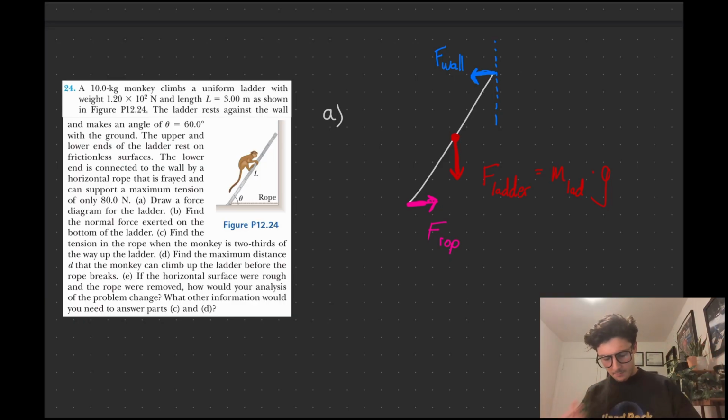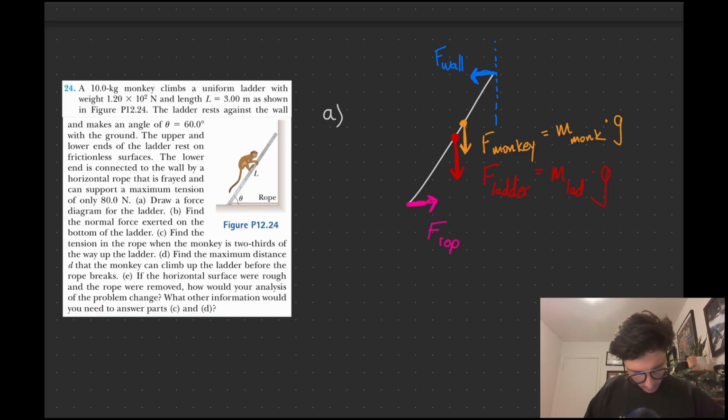Actually, if we know where the monkey is, right? Let's say the monkey is chilling like over here, then the monkey is also pushing the ladder down with a force of monkey, which is again mass of monkey times gravity. This is the free body diagram. You have to write this out, and that solves part A. So I'm going to cross this out. Actually, let me use red so it's more visible. Draw a force diagram on the ladder. Boom, done. B, find the normal force exerted on the bottom of the ladder.